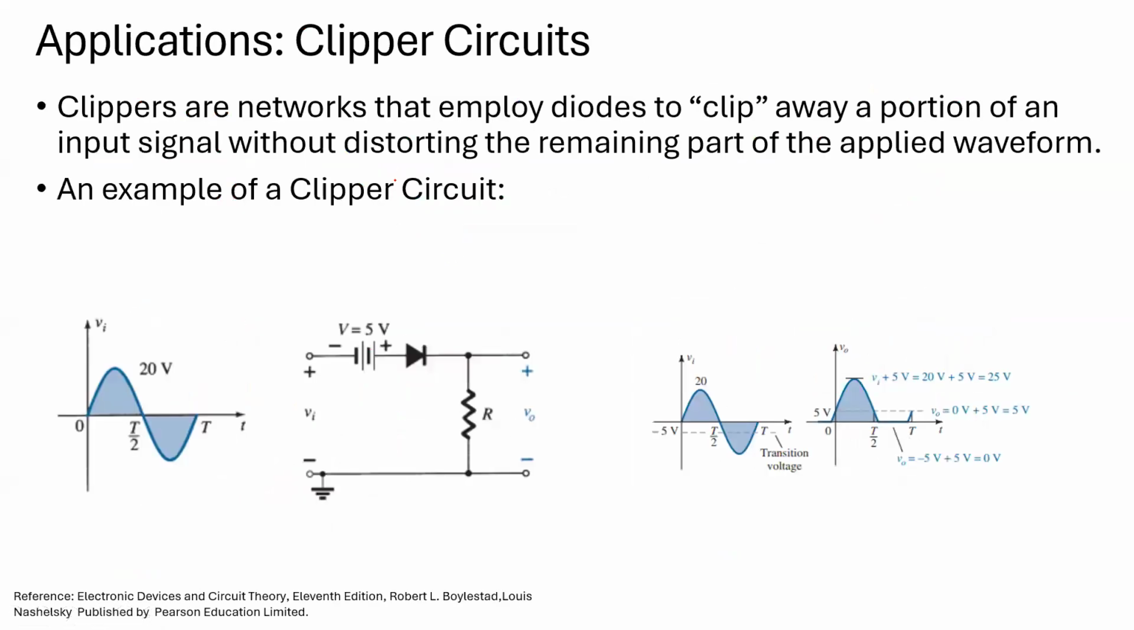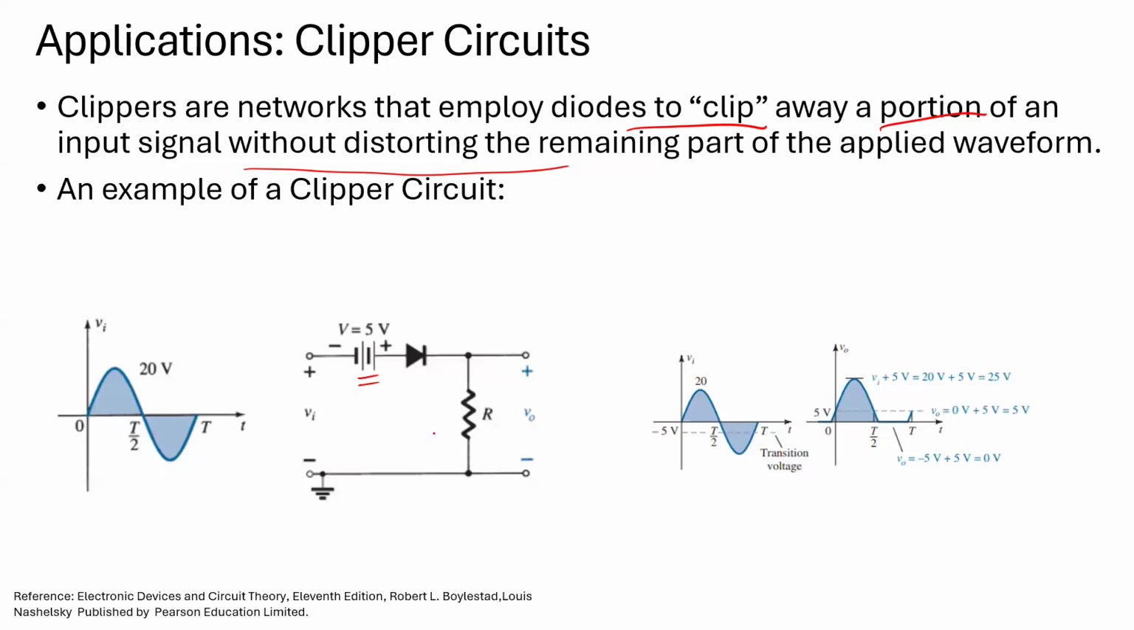Now we will be talking about clipper circuits. Clipper circuits are networks that employ diodes to clip away a portion of the input signal without distorting the remaining part of the applied waveform. So this is a clipper circuit. In a clipper circuit, we can see that there is a DC 5-volt biasing.